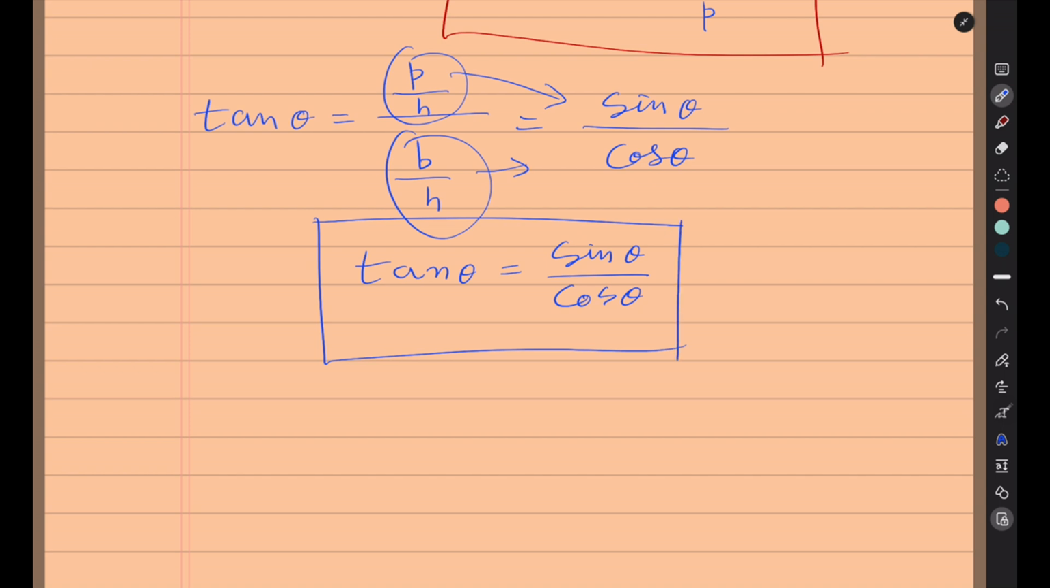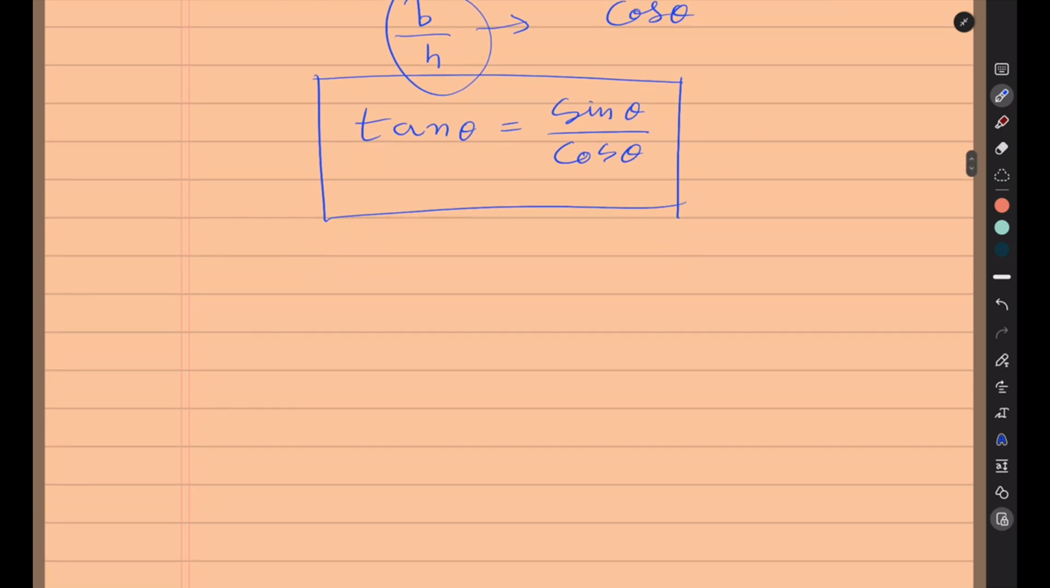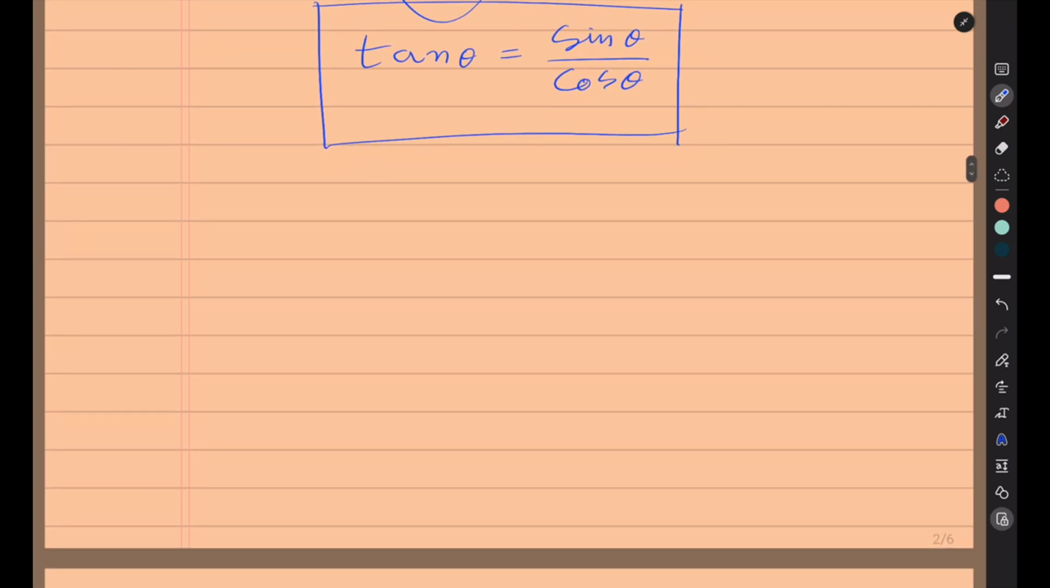Tan theta is equal to the ratio of sine theta and cos theta, and sine theta and cos theta are also ratios. So here we are talking about ratios all the time. Okay, so when we have done that, let us do a few other things and establish a relationship between sine theta and cos theta.